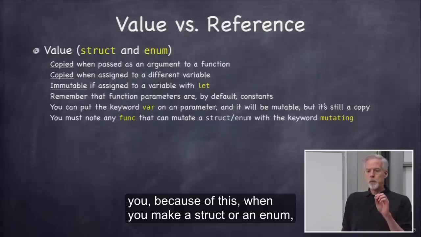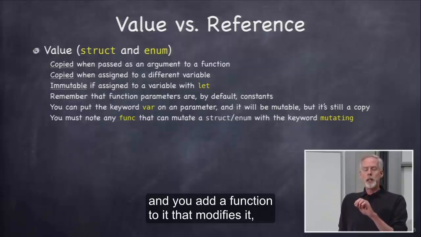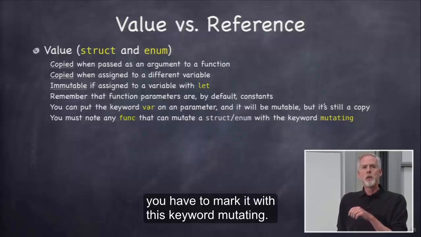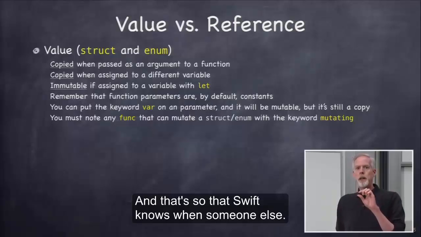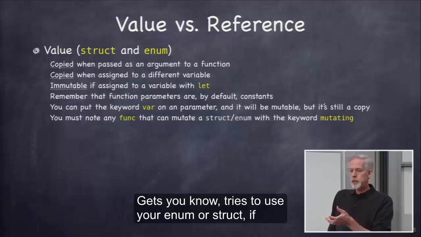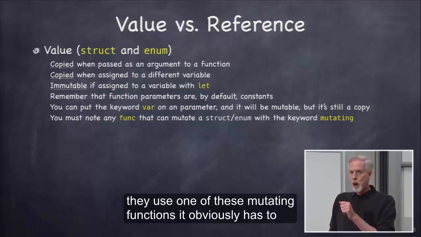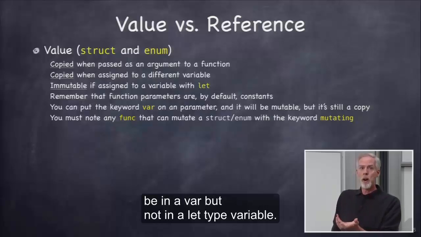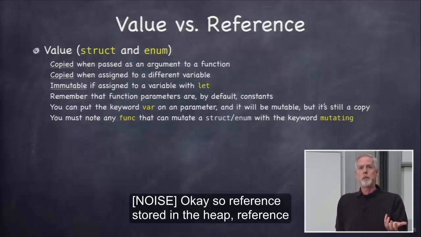Because of this, when you make a struct or an enum and you add a function to it that modifies it, you have to mark it with this keyword mutating. That's so that Swift knows when someone else tries to use your enum or struct, if they use one of these mutating functions, it obviously has to be in a var, not in a let type variable.